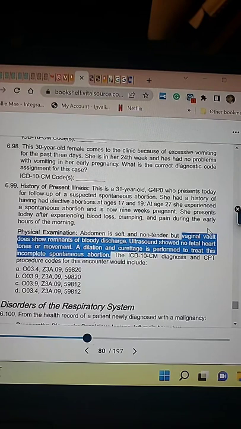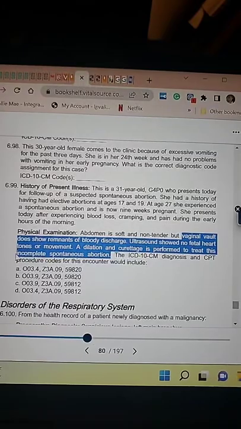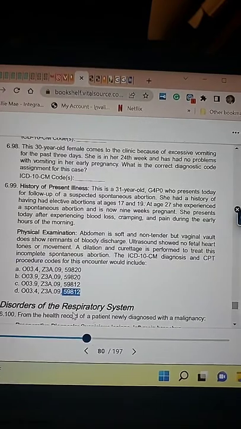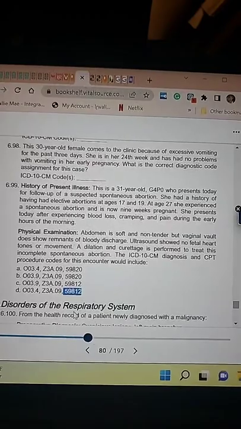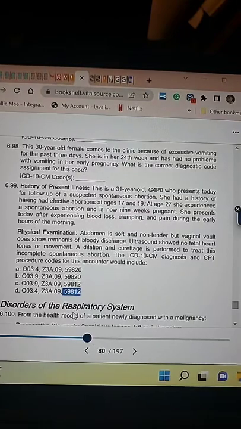Are we an incomplete or are we a missed? That's our difference. Are we missed or incomplete? And since we have incomplete written in our descriptor right there, I would stay with the incomplete right there. What do you guys think? This was on the APC2.